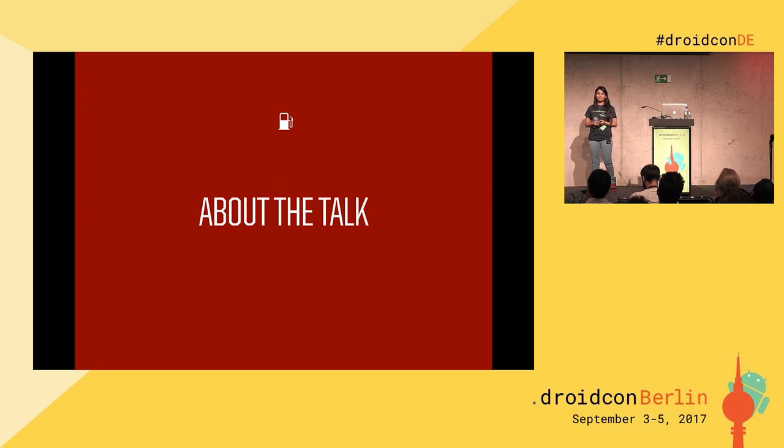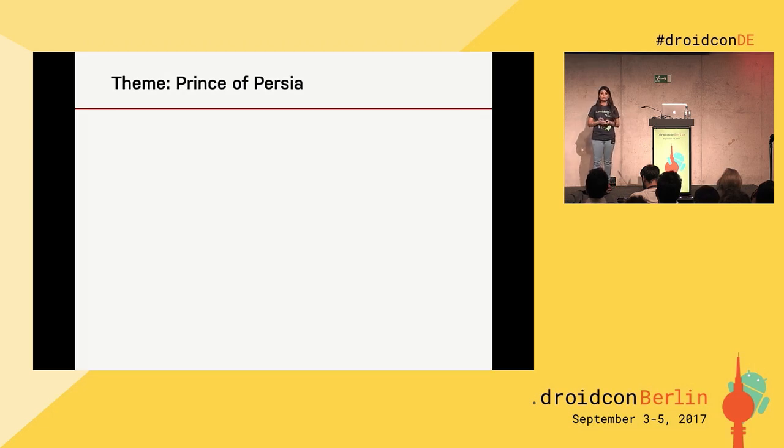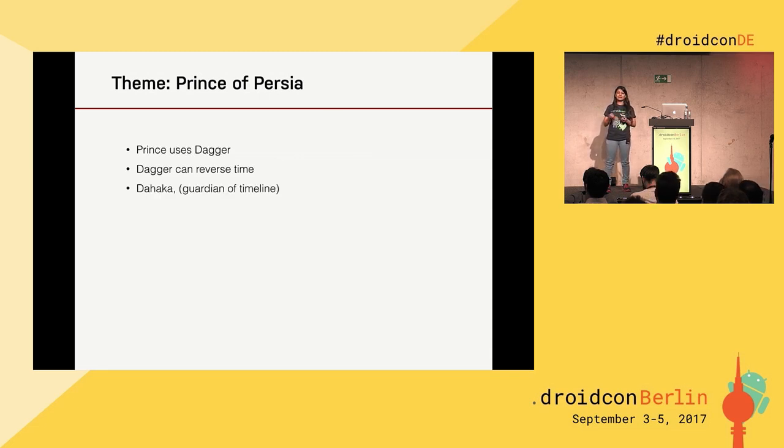So I am going to use a little bit of analogy, and I'll try to explain that analogy to you. The theme of this talk is Prince of Persia. The story is that there's a prince who uses a dagger. The dagger is a weapon which can reverse time. And the Dahaka is an enemy who is the guardian of the timeline. If anybody meddles with the timeline, the Dahaka will come to kill that person. So the Dahaka comes to kill the prince. This is the story of Prince of Persia.